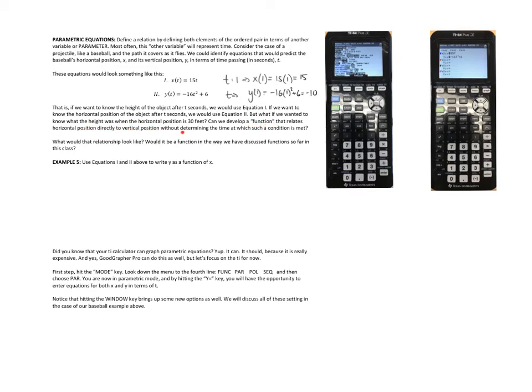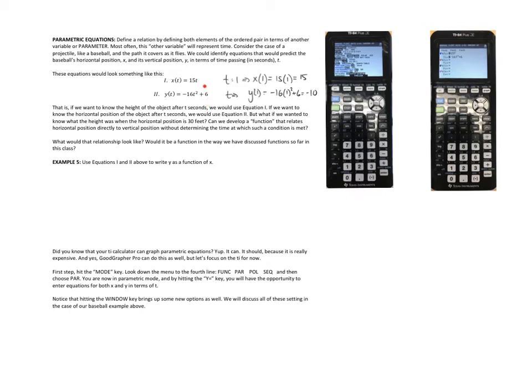So in other words, what if we wanted to know what the height was when the horizontal position was 30 feet? Well, there's a couple ways we could do that. We could find out when the x position is going to be 30 feet. You'd set x of t equal to 30, divide both sides by 15, you get t equals 2. So it's going to be at a position of 30 feet horizontally when t equals 2, and then go plug 2 into this equation, negative 16 times 2 squared plus 6, and get a y value for that, and that would tell you what the height is going to be.